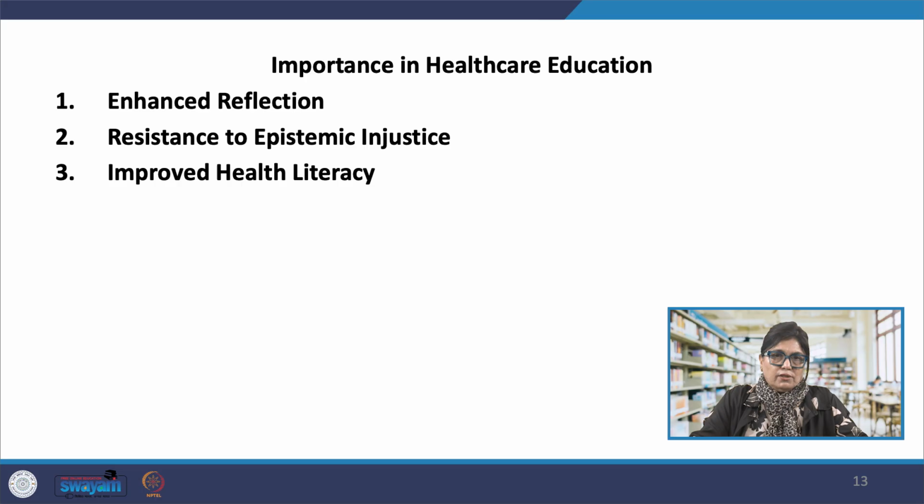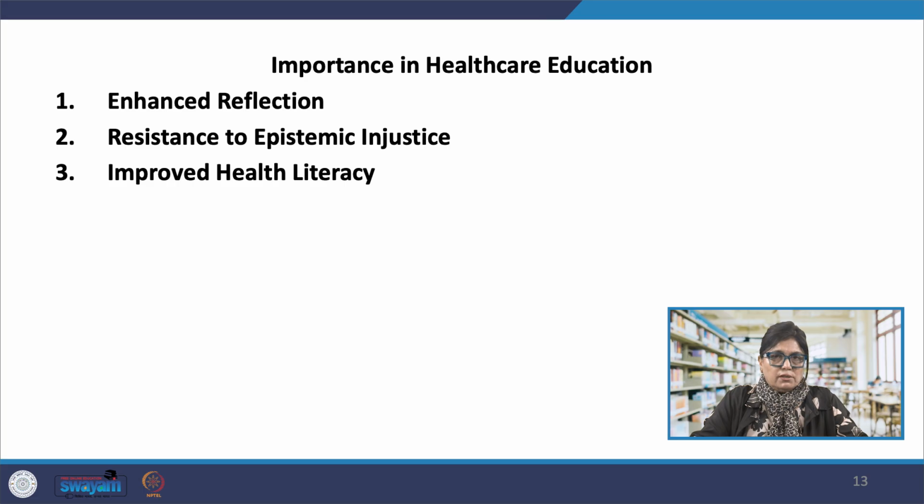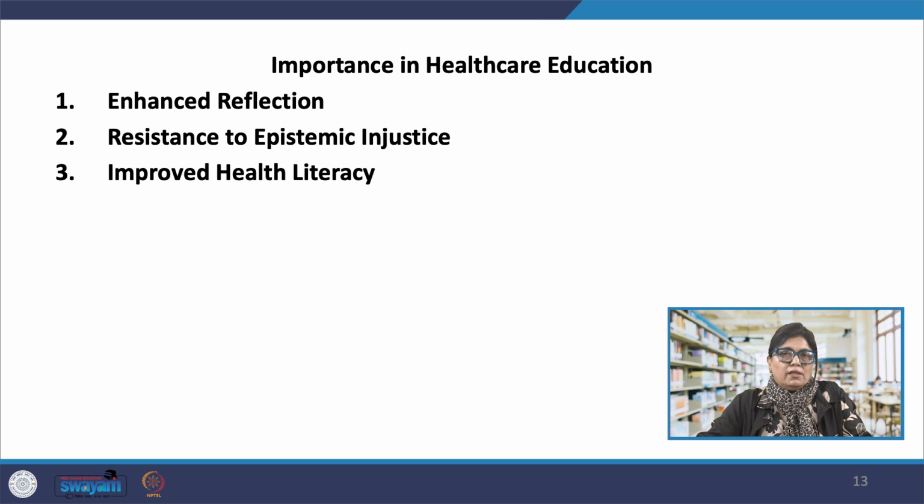If we talk of importance in healthcare education, enhanced reflection: it encourages critical reflection and a more humanized, socially engaged approach to care. Resistance to epistemic injustice by reclaiming epistemic agency for those with lived experiences of illness, that is chronic pain or mental health challenges. It helps professionals organize and resist medical ableism. Improved health literacy: this multi-competence allows for the creation of more accessible resources that can bridge gaps for populations with low health literacy.